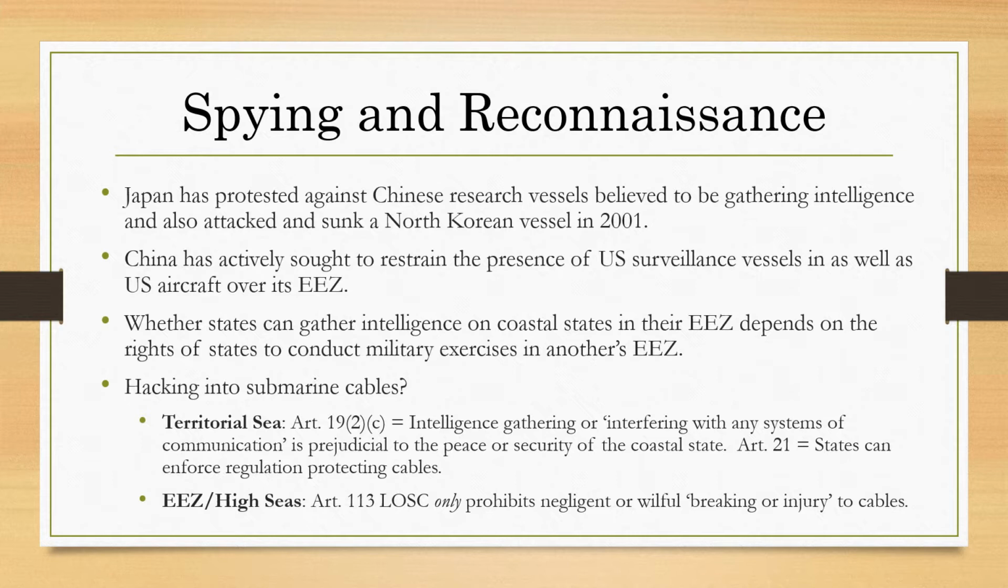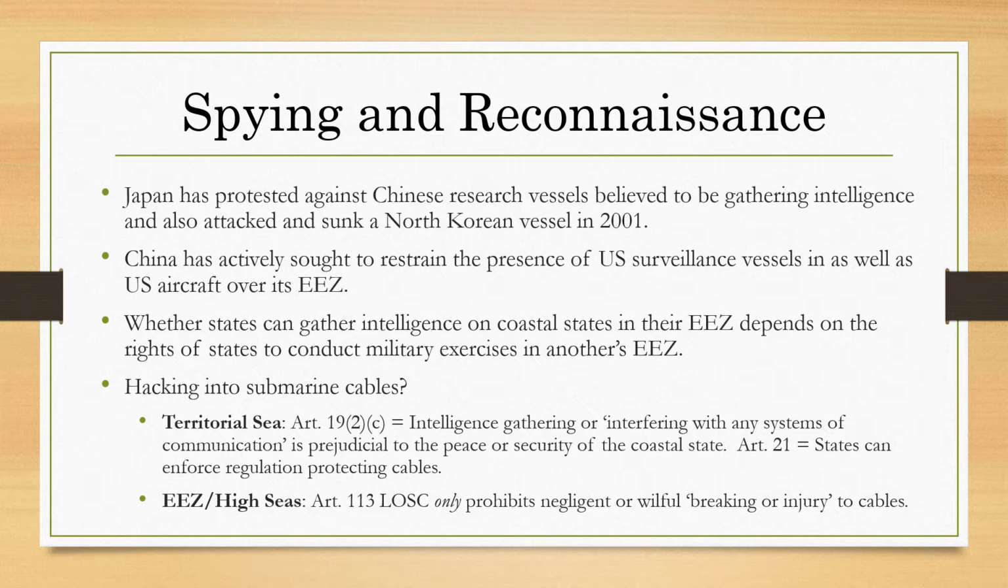So any information or intelligence gathering or interference with systems of communication, as under Article 19, would be prejudicial to innocent passage. And under Article 21, coastal states are able to enforce regulation to protect their cables and so forth. So any such activities where you might be interfering with cables in the territorial sea would obviously be a breach of the coastal state's laws and could subject you to coastal state action.